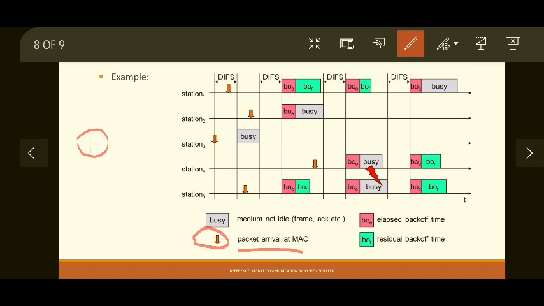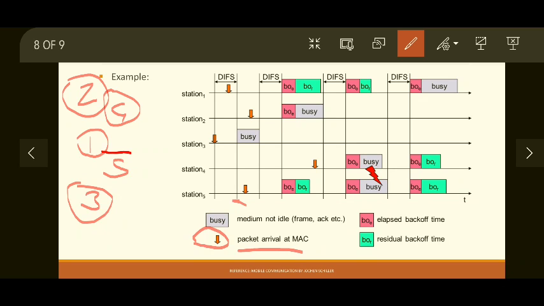After that, station 1 will take a packet second, because a packet arrives at station 1 immediately after that. Station 5 will have the third chance because its packet arrives earlier than station 2, so that is the fourth chance. And finally a packet arrives at station 4, that's why it will be the fifth priority.